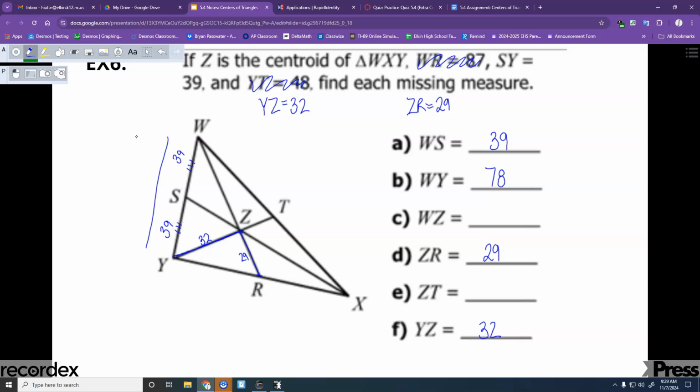Okay, imagine though we didn't have 87 to begin with. Then we would do 39 to the second, and do we have right angles? If you don't have right angles, you can't do Pythagorean theorem. So you can't do Pythagorean theorem on these.